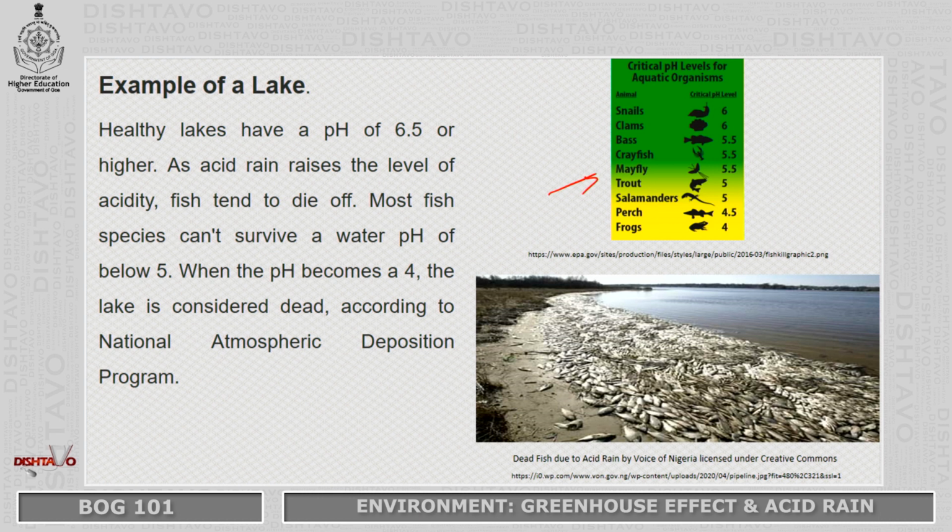You can see this chart. At the end, we have a frog. So a frog can live even in acidic water, but not beyond 4 pH. That is, if the frog is the last one who can survive in this pH, then after that the lake is called a dead lake. A lake or any water body is considered dead if the pH of that water goes below 4. So it becomes acidic. This is the effect of the acid rain.